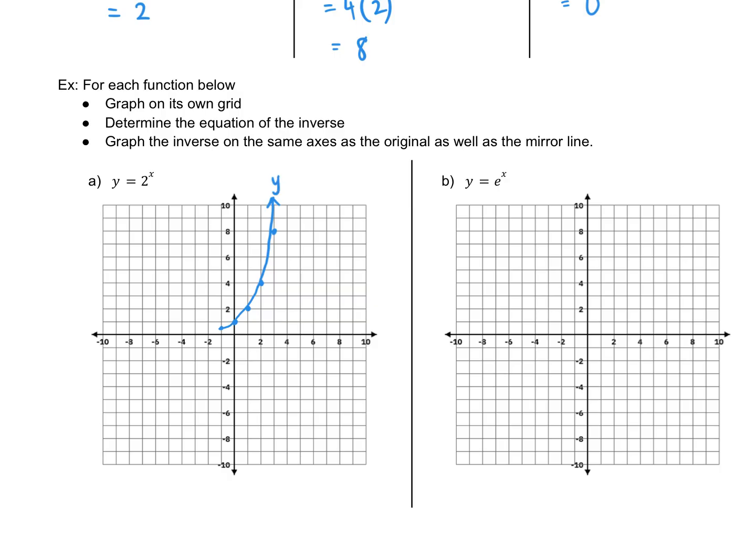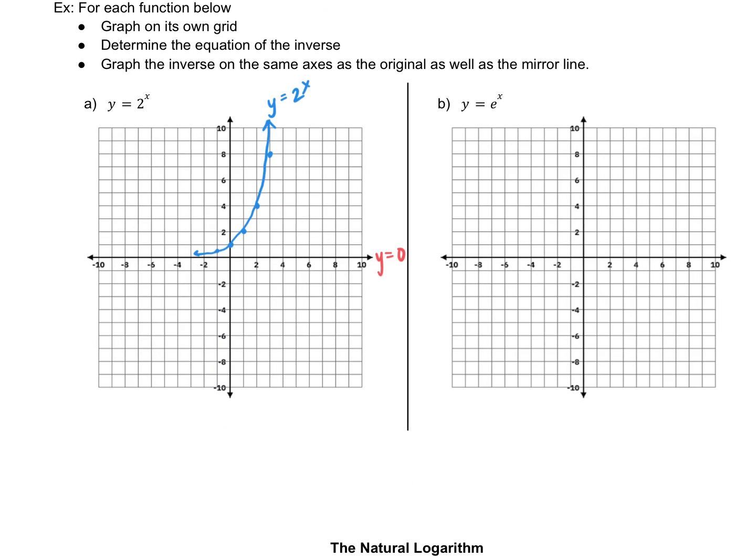And here's y equals 2 to the power of x. And we have that asymptote at y equals 0. Okay, for the inverse, whenever we're finding an inverse, let's swap x and y. So x equals 2 to the power of y. And now isolate for y.